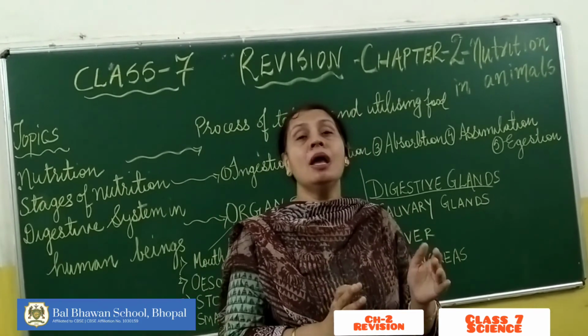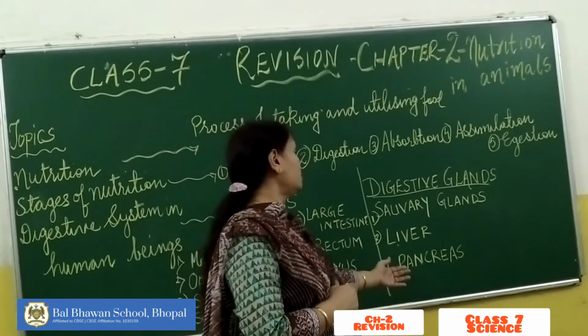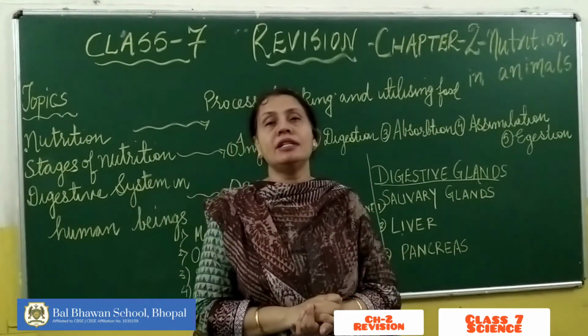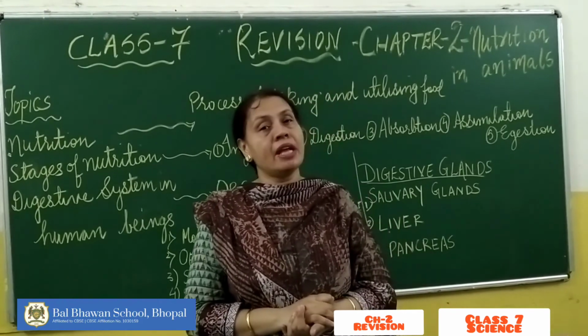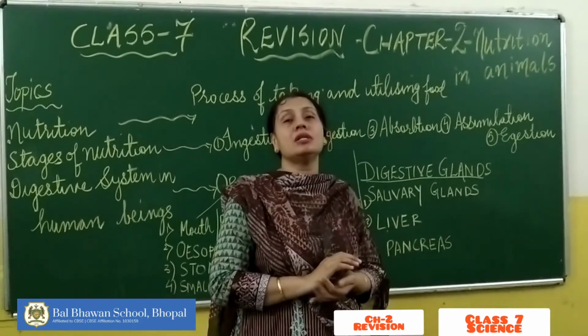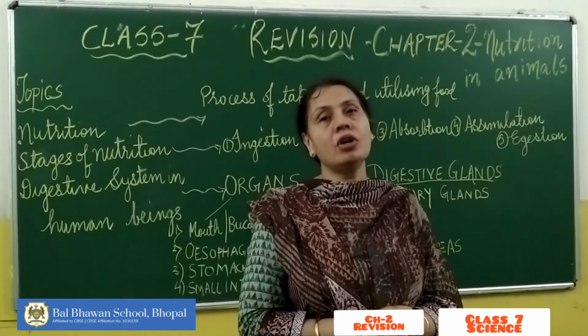Coming to the last digestive gland, that is the pancreas, which is basically a leaf-like structure and is present just below the stomach. This pancreas secretes pancreatic juice, which is responsible for the digestion of carbohydrates, proteins, and fat. And at the same time, this pancreas also releases a hormone called insulin, which is mainly responsible for controlling the blood sugar.